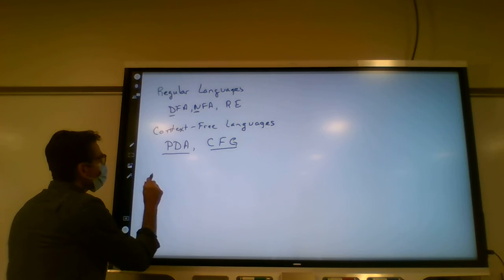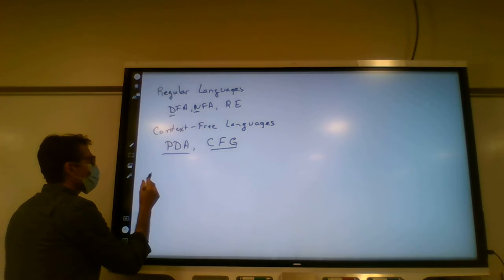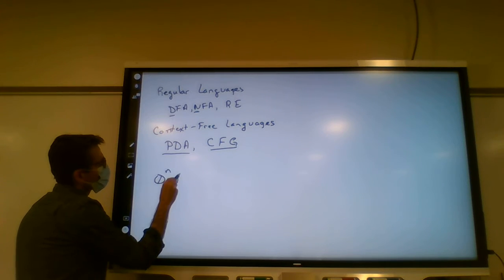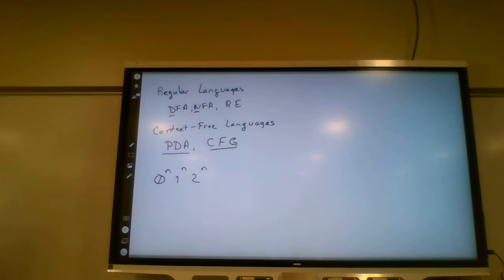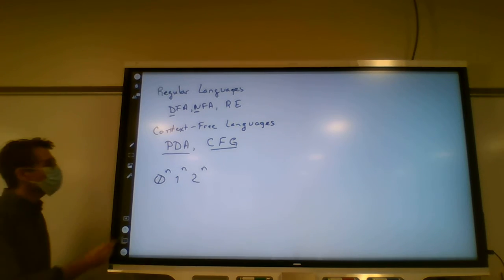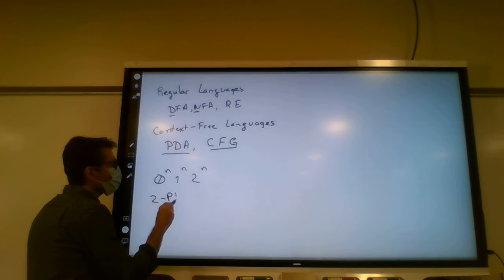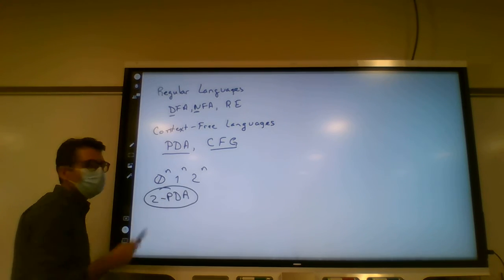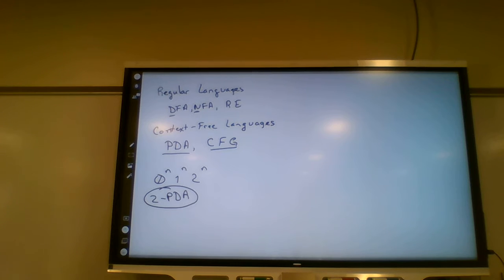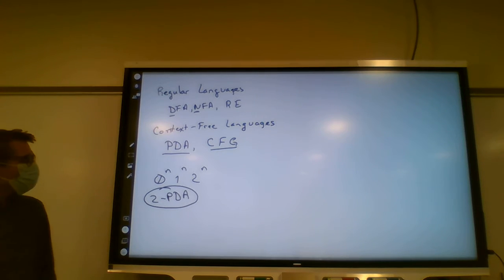Okay, then we talked about some languages that we showed were not context-free, like we looked at a language like this, and saw that it was not context-free, but we saw that if we had a PDA with two stacks, then this language is recognizable. We can determine, is this string in this language or not, with two stacks.